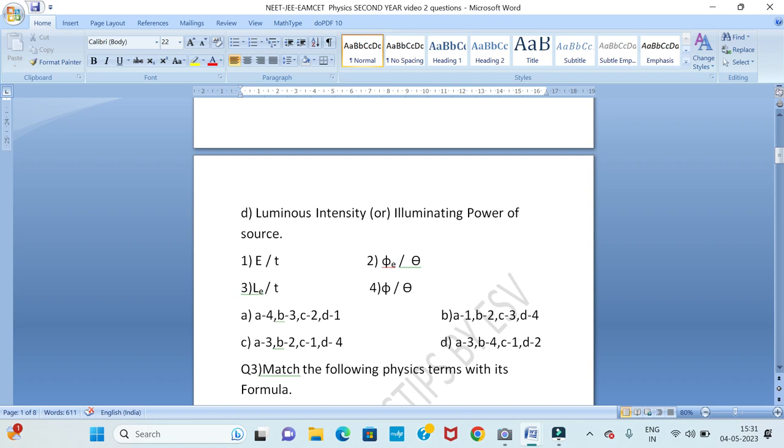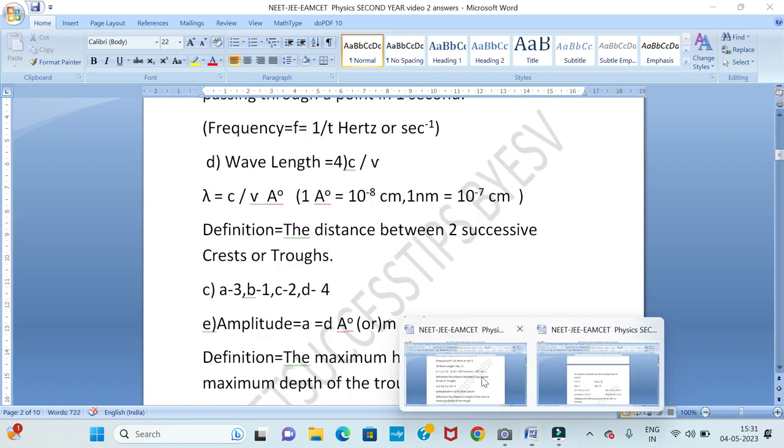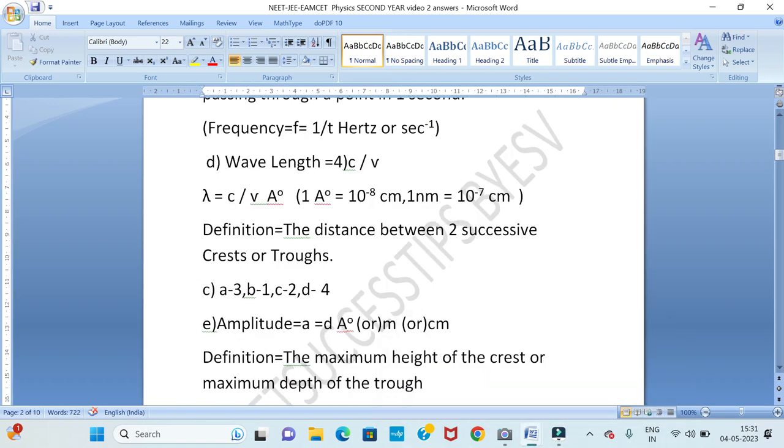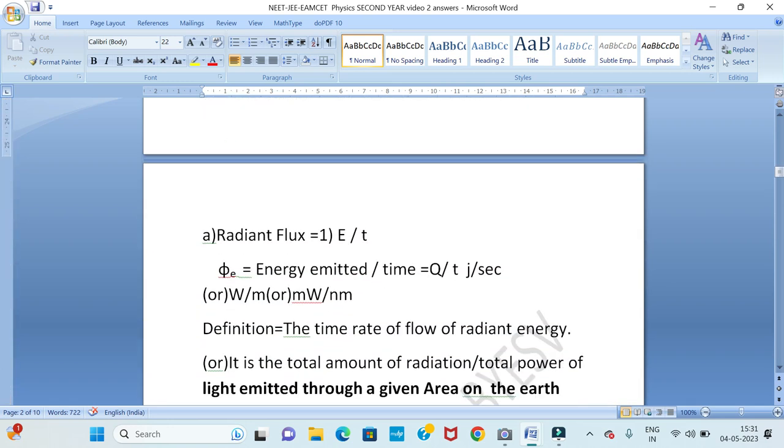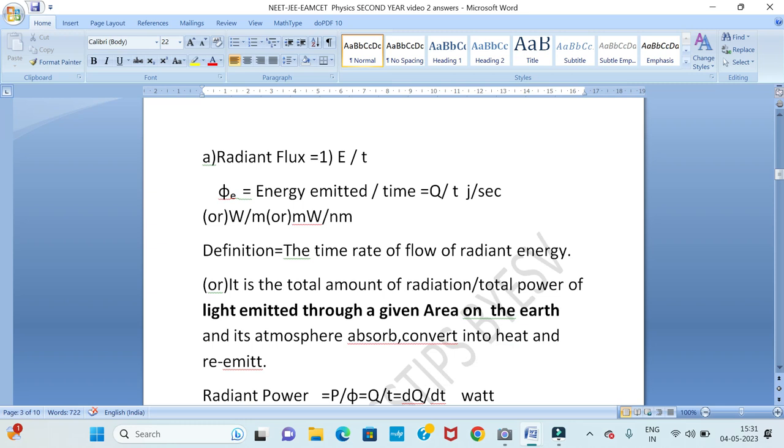What is the answer? The answer is B: A1, B2, C3, D4. We will see the total definitions and keywords. The first one is radiant flux. A is 1, E by t. So radiant flux means φE. Radiant flux is φE.